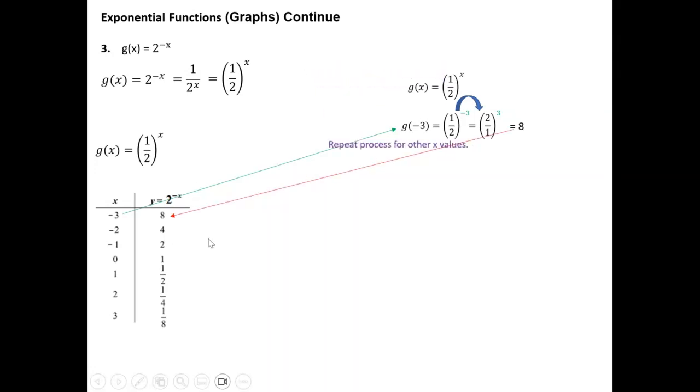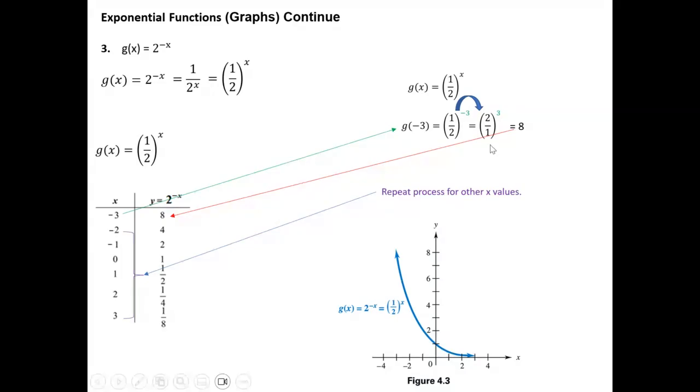Now, number 3. We have to rewrite it by using the exponential rules. So 2 to the -x is equal to 1/2 to the x power. Here, instead of plugging in values, we're going to plug in the same values from -3 to 3. We plug in -3 here. It's going to be 1/2 to the -3rd power. So here, we're going to make the exponent positive, and for the base, we use a reciprocal. That's a rule. So it's going to be 8. That's where the 8 comes from. And then we're going to repeat the process for the rest of the x values.